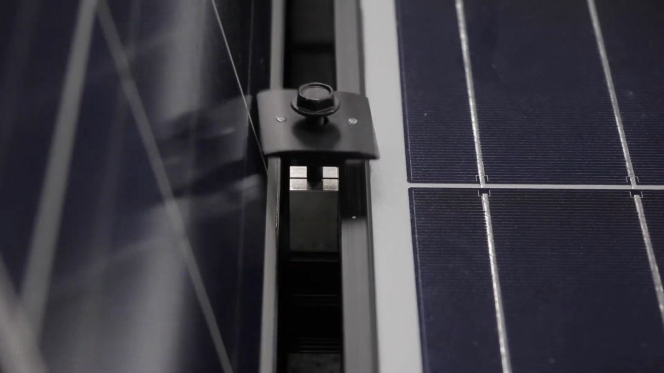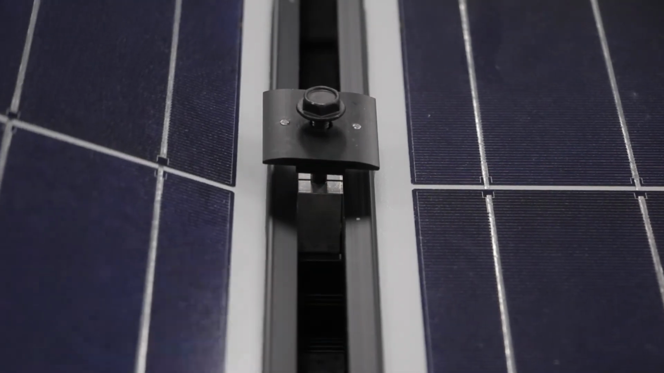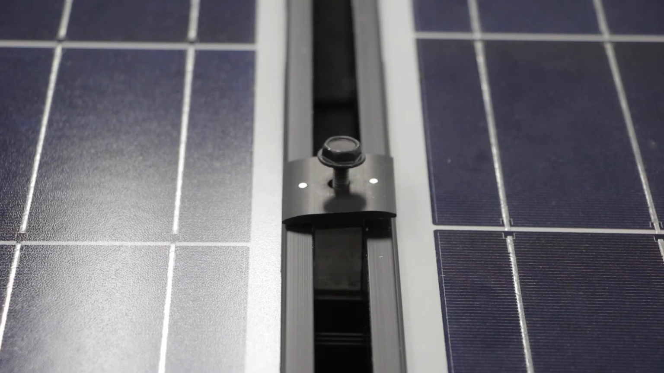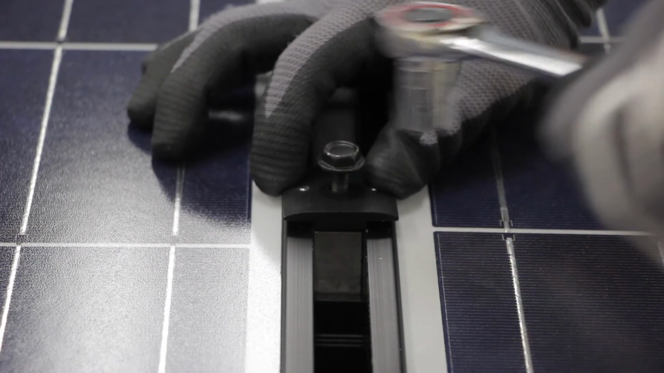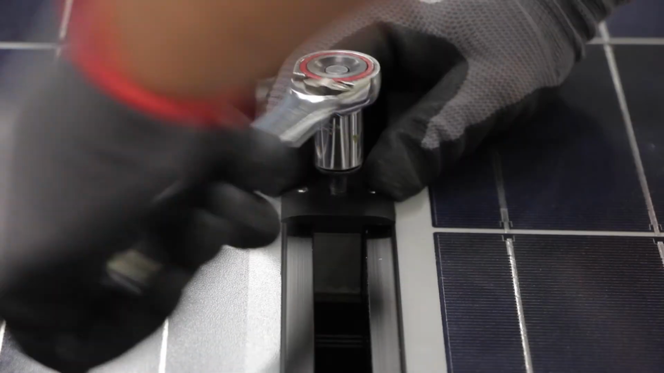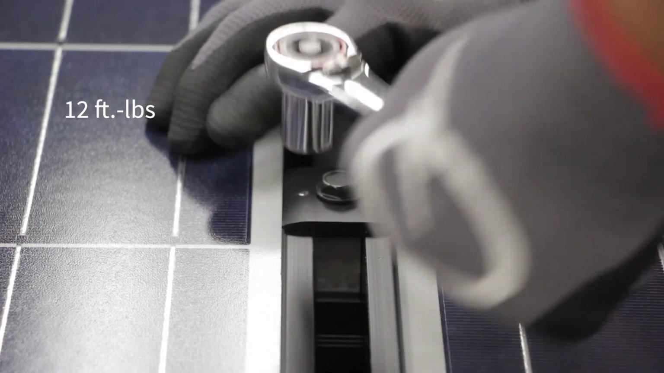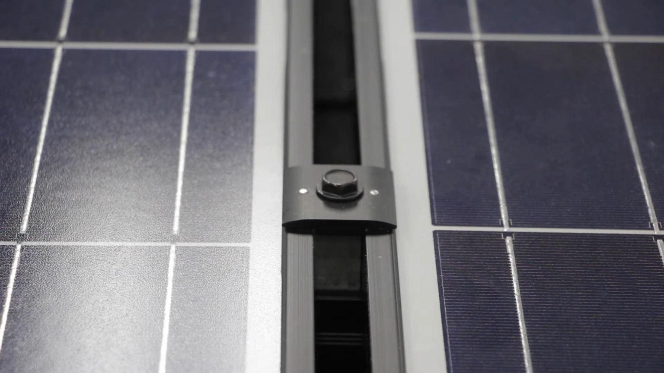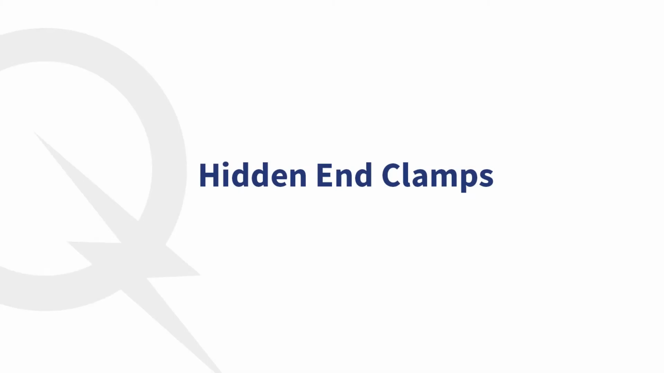Ensure that the clamp head is resting on top of the module frame. Slide the module in the next row into position under the clamp head. After checking to assure that both modules are pressed flush against both sides of the mid-clamp, tighten down the clamp bolt to 12 foot-pounds using a 1/2 inch driver. Take care to not over-torque, as this can affect the grounding. Do not tighten down the clamp bolt using an impact driver.